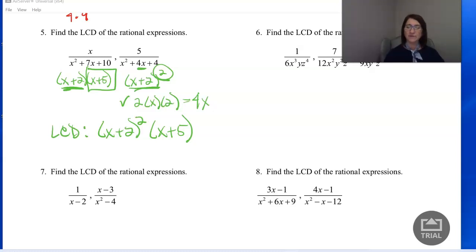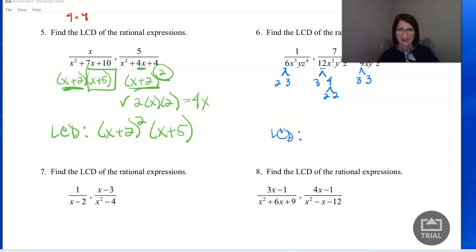All right, let's go over to problem 6. For this one, I'm going to start by looking at my numbers, 6, 12, and 9. So 6 is the same as 2 times 3. 12 is the same as, well, let's just do 3 times 4 and then 2 times 2, okay? And then 9 is the same as 3 times 3. So when I look at my 2s, to find my LCD, I'm looking for my highest exponent.